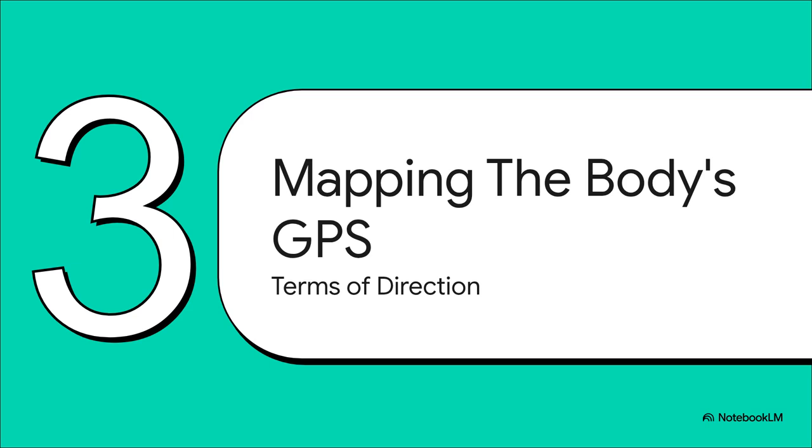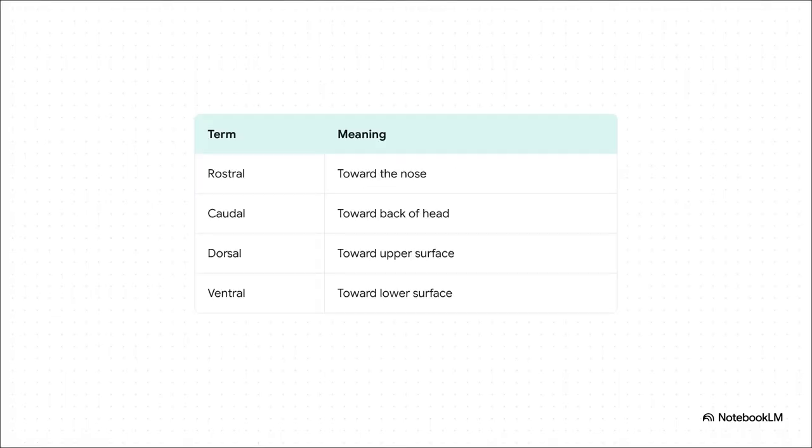Okay, so we've got our map divided by all these planes. Now we can start using our GPS. These next terms are all about direction. They're going to tell us exactly where a specific spot is on the body. The head is a bit special. It's got its own unique set of directions. Anything moving toward the nose is rostral. Caudal still means toward the tail, or in this case, just the back of the head. And just like we learned, dorsal is that top surface, and ventral is the bottom, like around the jaw.